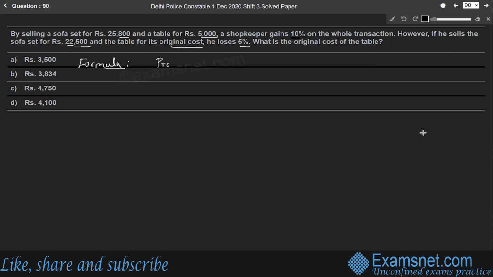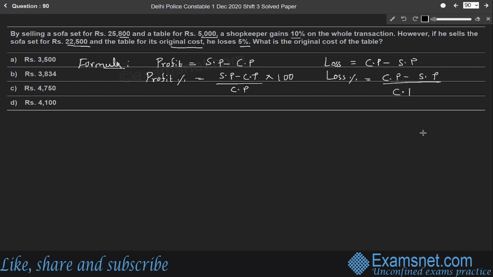So profit is equal to selling price minus cost price, whereas loss is equal to cost price minus selling price, right? So profit percentage is selling price minus cost price divided by cost price into 100, whereas loss percentage is equal to cost price minus selling price divided by cost price into 100, right?